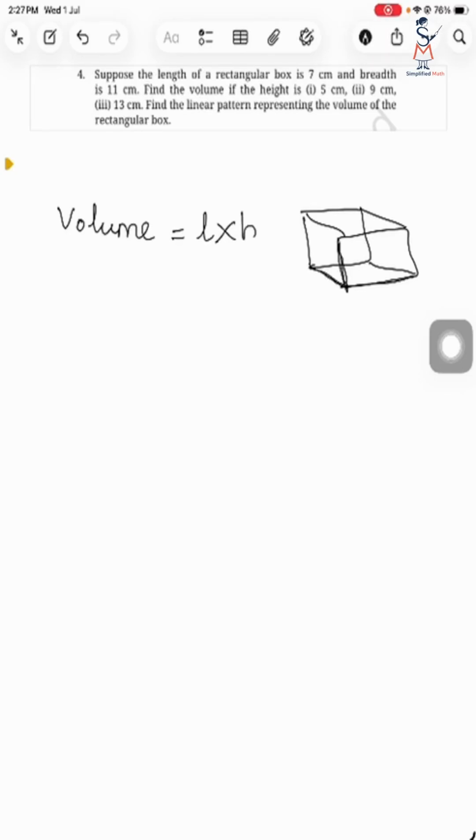We know it is a rectangular box. So this is a rectangular box. It has length, height, and breadth. So the volume of the rectangular box is length multiplied by breadth multiplied by height. L for length, B for breadth and H for height.